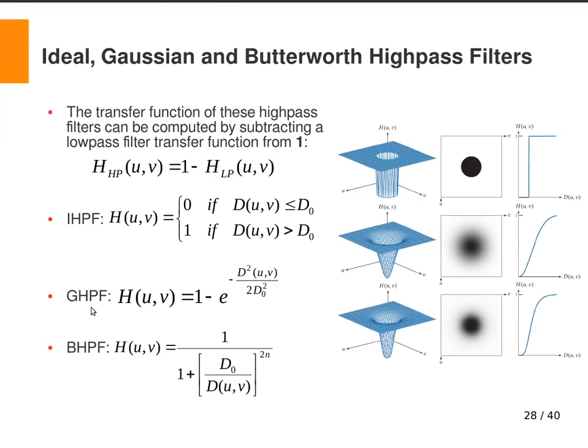As for the Gaussian and Butterworth, the same situation happens. Of course, here the transitions are going to be much smoother. Here you see a perspective view of the Gaussian high pass filter. This is the top view, and this is a side profile view. And this one is the Butterworth high pass filter in perspective view, top view, and side profile view.